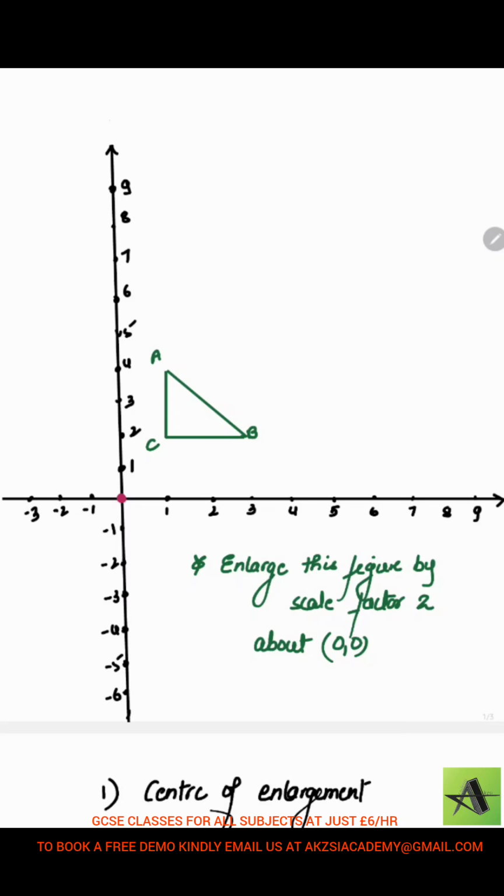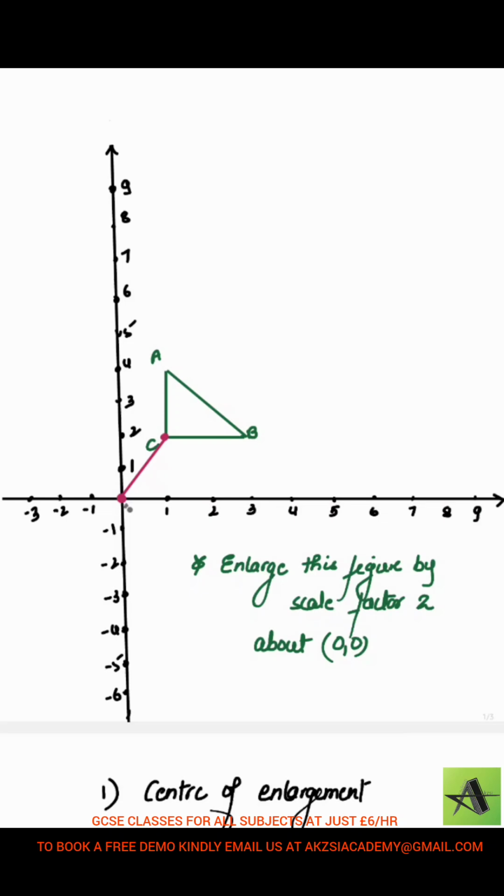Now, point by point we have to enlarge. I am connecting point C first. So I have made a point over the center of enlargement, and then I picked up one point. My next step is to join them together. I have joined them. You have to use your ruler. Say for example, this length is 3 centimeters. Your scale factor is 2. That means you need to multiply this length with your scale factor.